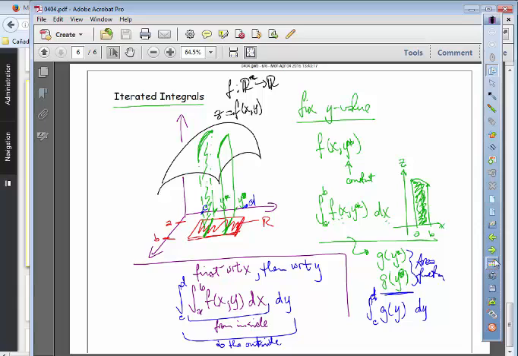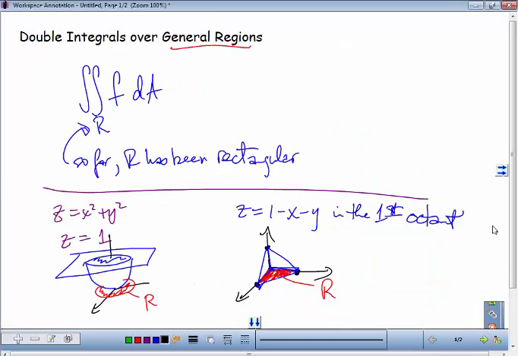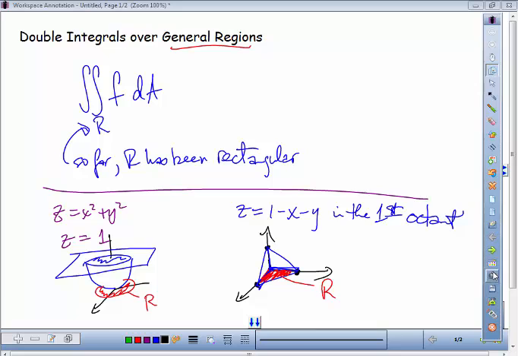Oops. Uh-oh, what happened? There it goes.